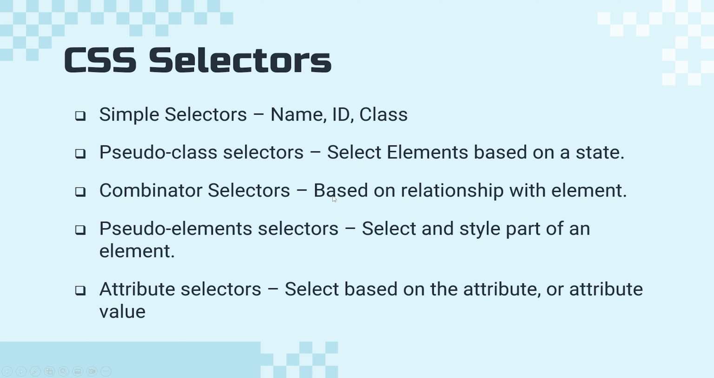We also have the combinator selectors based on relationship with the element. We have the pseudo element selectors, which select and style a part of the element. We have the attribute selectors, which select based on the attribute or attribute value. And we're going to go into Visual Studio Code to get some practice.